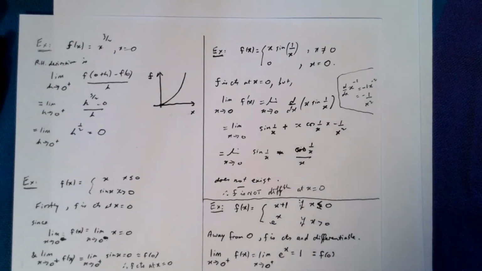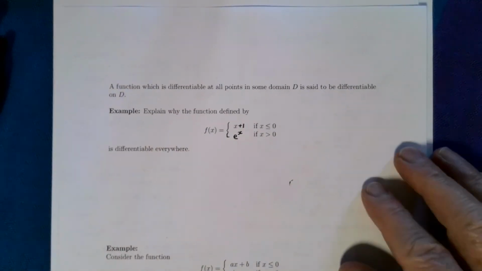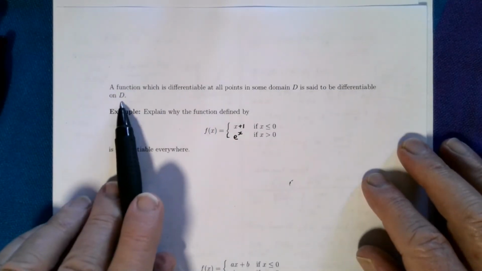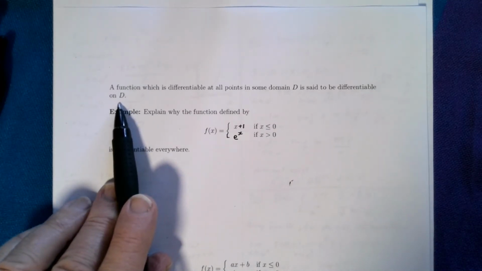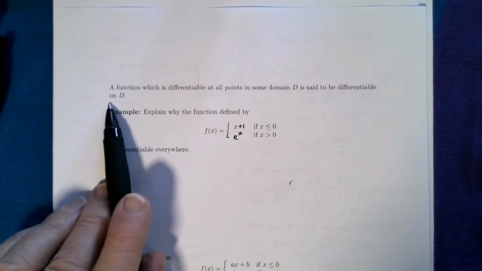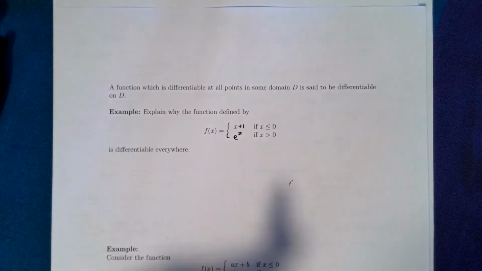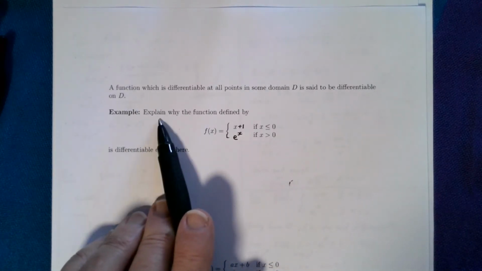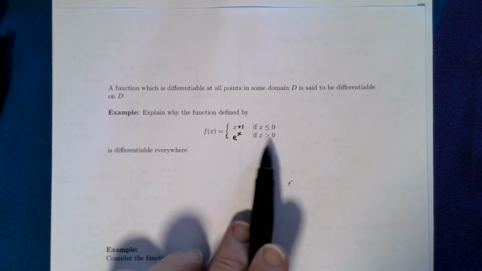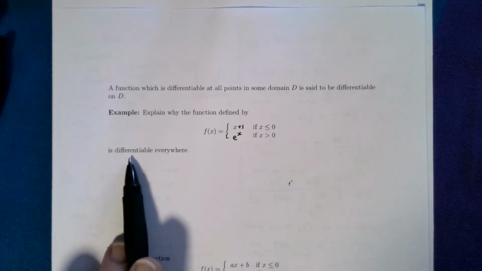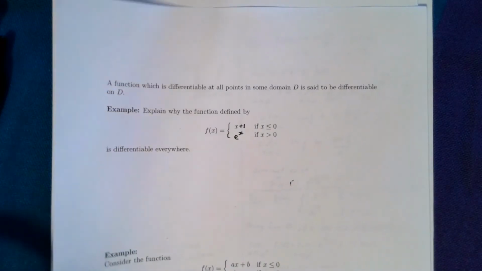A function which is differentiable at all points in some domain is said to be differentiable on that domain. So if it's differentiable at every point inside some domain, some set of real numbers, then it's differentiable on that whole set. By the example here, we'll explain why this function, x plus 1 if x is less than or equal to 0, and e to the x if x is positive, is differentiable everywhere. We want to show this is differentiable everywhere.